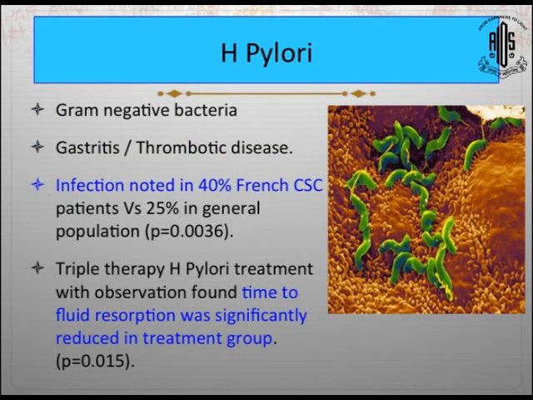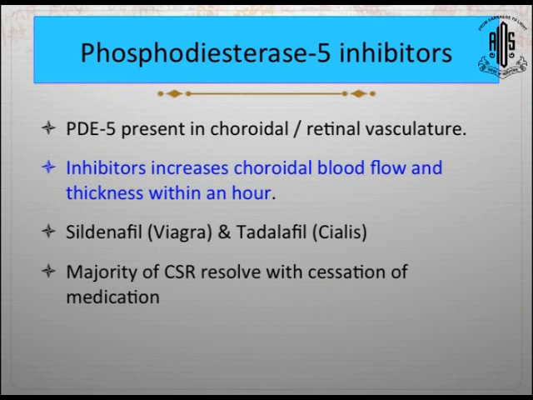Coming to another risk factor, that is Helicobacter pylori, a gram-negative bacteria causing gastritis. The infection was noted in a French series in 40% of CSC patients versus 25% in the general population. With treatment of H. pylori, the time to fluid resorption was significantly reduced in the treatment group, supporting the role of H. pylori. Another risk factor is phosphodiesterase 5 inhibitors, which increase blood flow and thickness within an hour. However, with cessation of the medication, the CSR resolves in these patients.